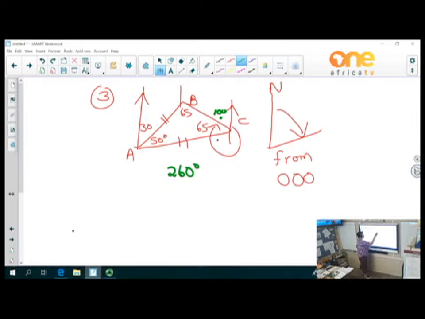Okay, so what you're saying is this whole angle here is 100 degrees. Yeah, that's right. So the small angle there will not be 100, but 35 degrees. Okay, so sorry, this one is wrong.